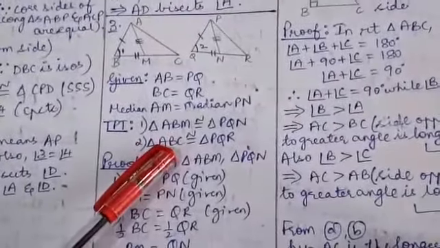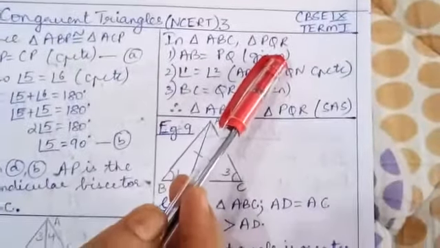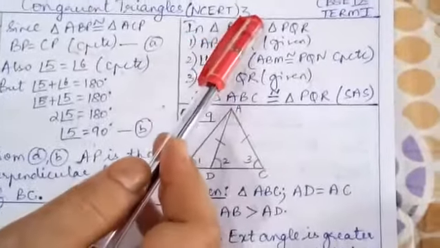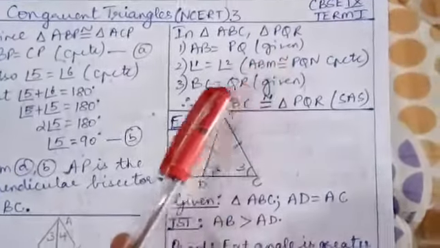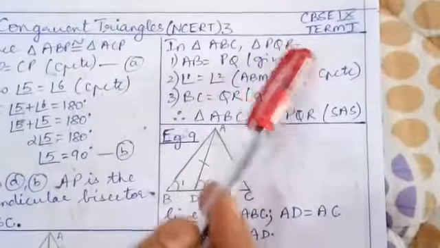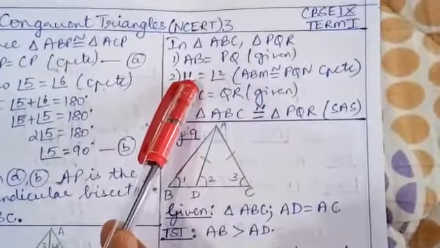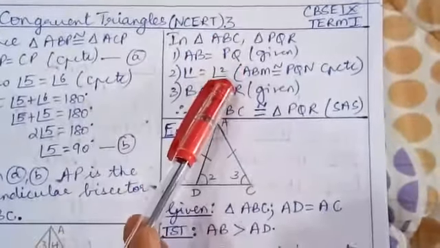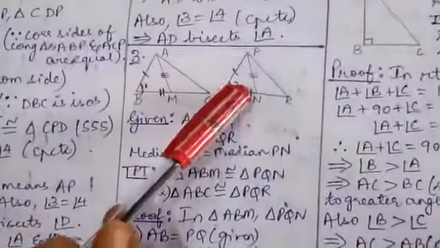Now next take up the triangles ABC and PQR. So here triangle ABC and triangle PQR. AB of triangle ABC is equal to PQ of triangle PQR is given to us. BC of triangle ABC is equal to QR of triangle PQR is also given to us. Now angle 1 of triangle ABC is equal to angle 2 of triangle PQR. How do we know that? Come back to the figures. See here, angle 1 is equal to angle 2.